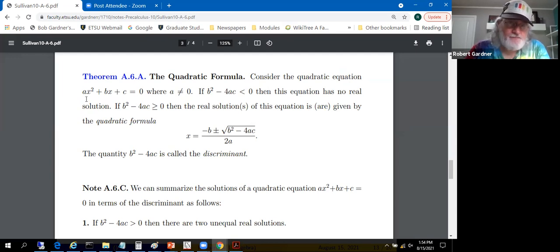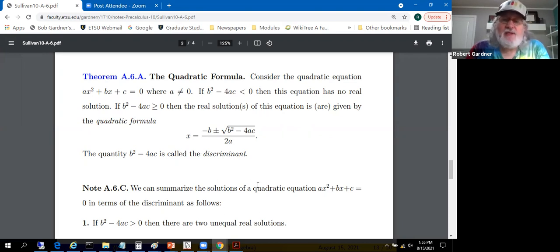Consider the quadratic equation ax squared plus bx plus c equals 0, where a is non-zero. In other words, there really is an x squared term. If b squared minus 4ac is less than 0, then this equation has no real solution. If b squared minus 4ac is greater than or equal to 0, then the real solution or solutions of this equation are given by the quadratic formula: x equals negative b plus or minus the square root of b squared minus 4ac, over 2a. This quantity under the radical, b squared minus 4ac, is called the discriminant.